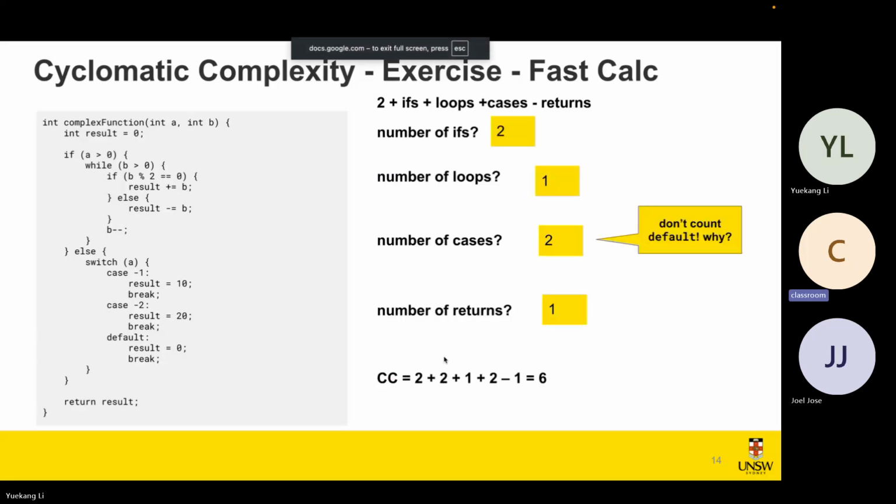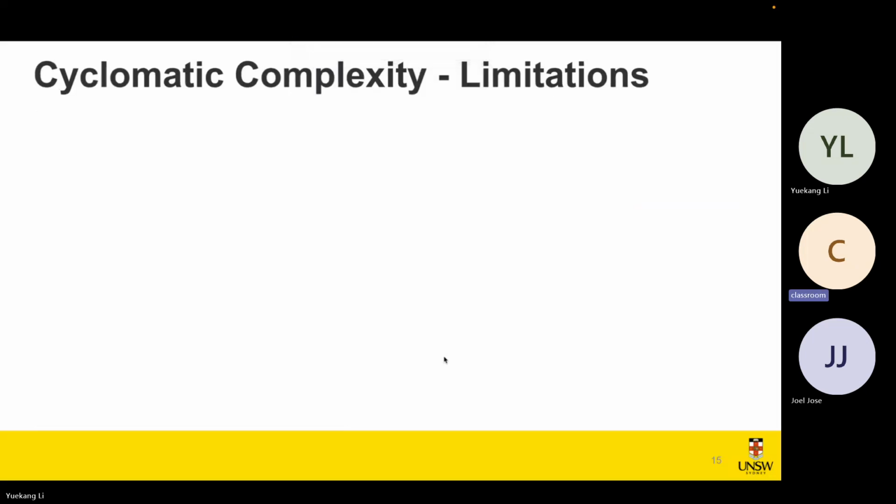the default case here. However, you can see that cyclomatic complexity is quite easy to calculate, and it can help us to understand the structural complexity of a graph or of a given piece of code, right? We know how complex the control flow graph of a given piece of code is. And that's the advantage of cyclomatic complexity, but it has some limitations.